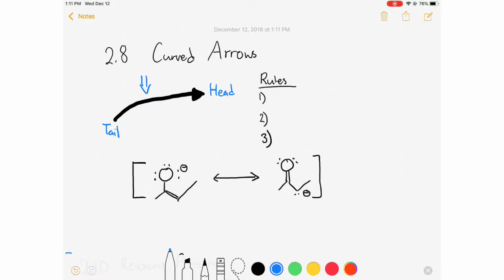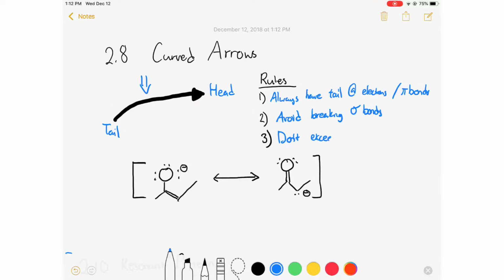And so, the first rule with curved arrows is to always have the tail at electrons, lone pair, or pi bonds. The second rule is to avoid breaking sigma bonds or single bonds. And the third rule is to not exceed octet on carbon, nitrogen, and oxygen.